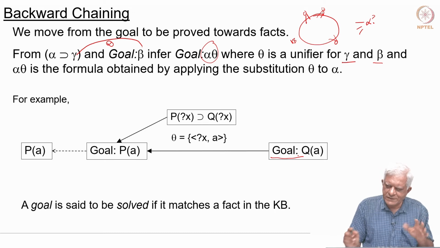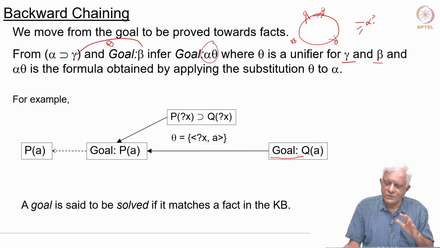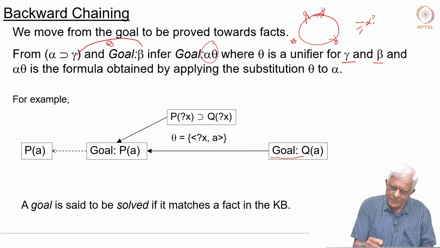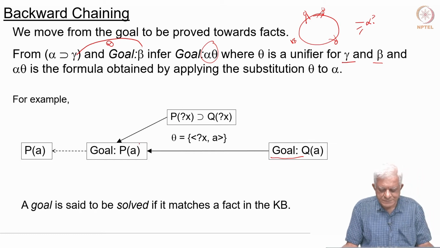In practice, you could just keep them in separate files or in separate databases or whatever the case may be, as long as you do not confuse facts with goals essentially. So, what we are saying here is that from the goal Q of A, if you can find an appropriate rule for which Q of A will match the right hand side, take the substitution and infer the left hand side of that rule, which is P, and say that my new goal is P of A essentially.